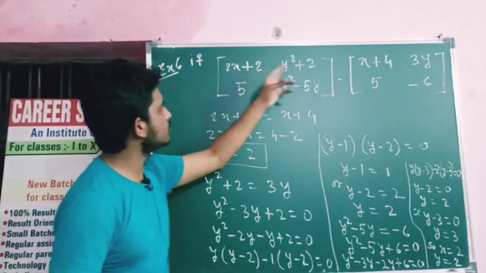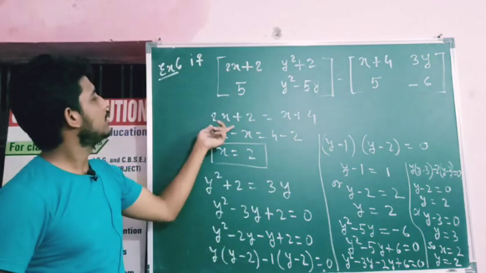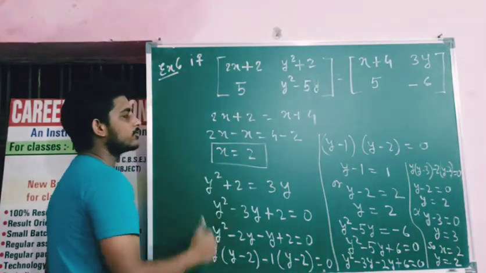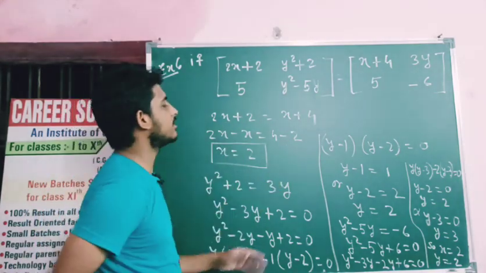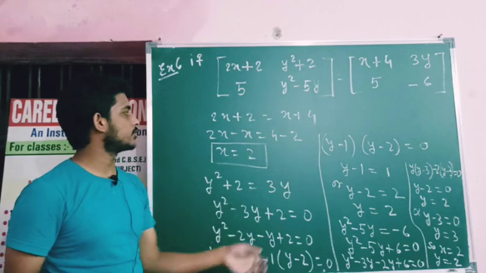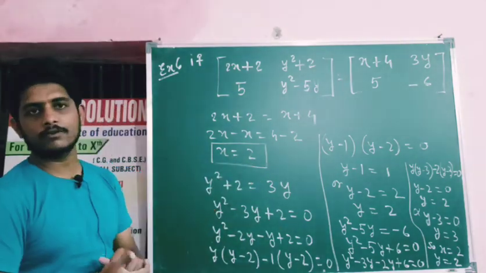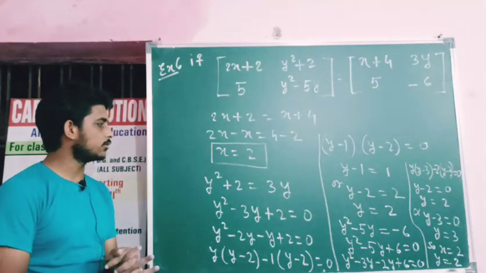So 2x plus 2 is equal to x plus 4. Okay, after transposition, x will go to this side, so it will become minus x, and 2 will go to the other side, so it will become minus 2. So 2x minus x become x, and 4 minus 2 become 2. So the value of x is decided, which is 2.